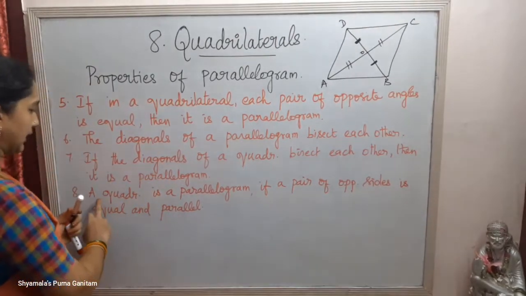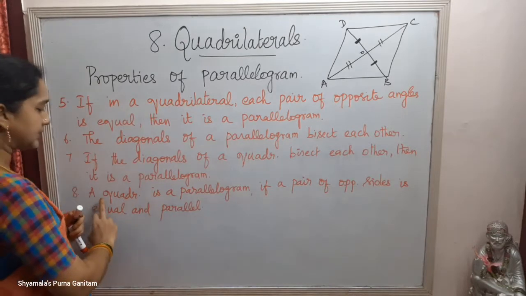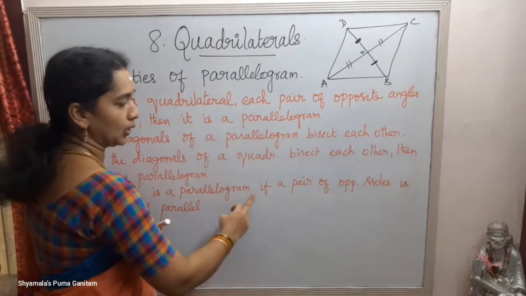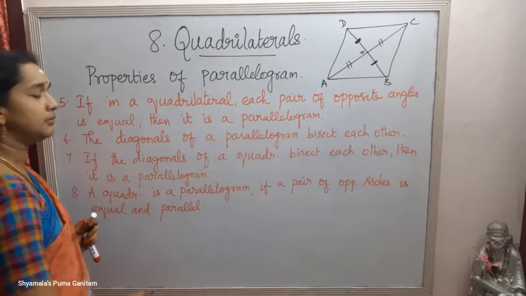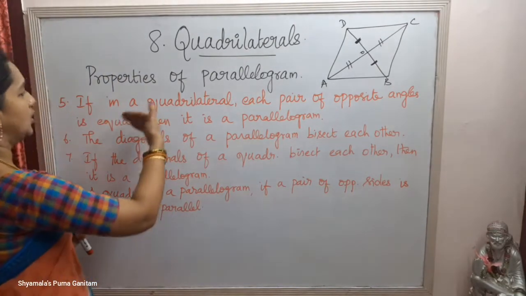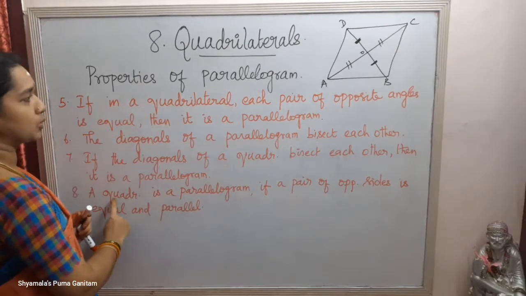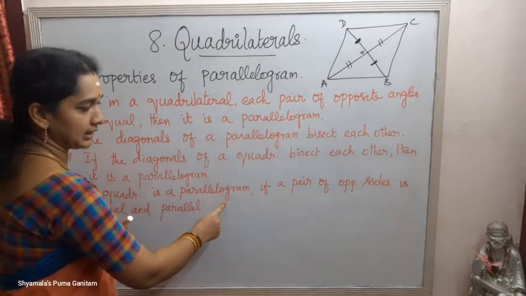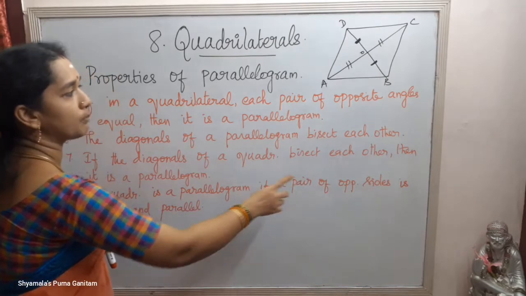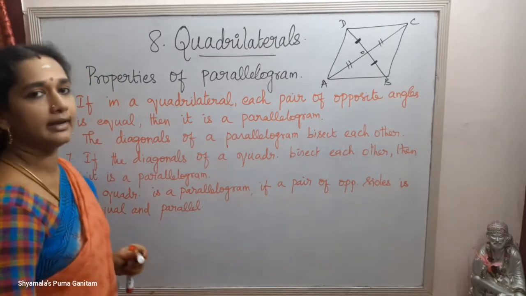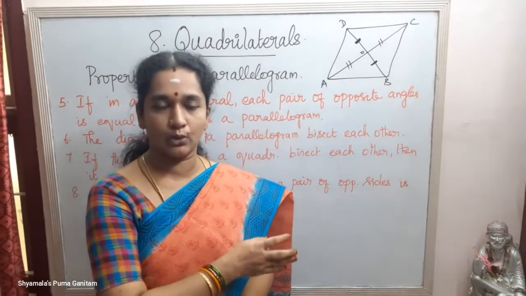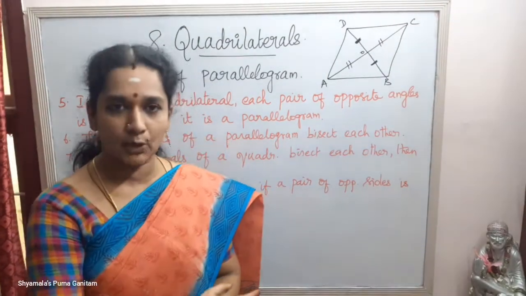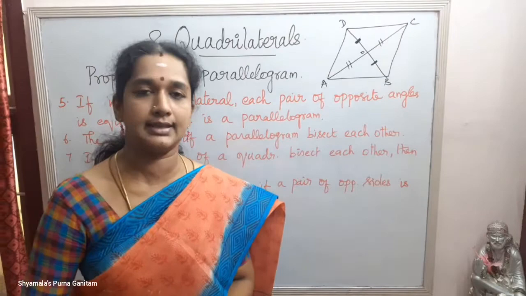Then the last property is, a quadrilateral is a parallelogram if a pair of opposite sides is equal and parallel. This is the converse of that. So these are the properties of a parallelogram. With the help of these properties, we will be doing exercise sums now.